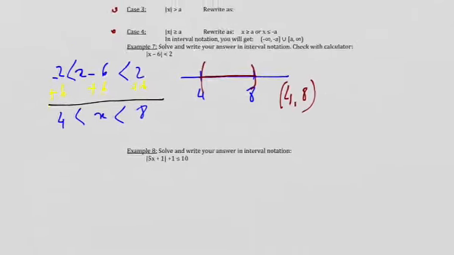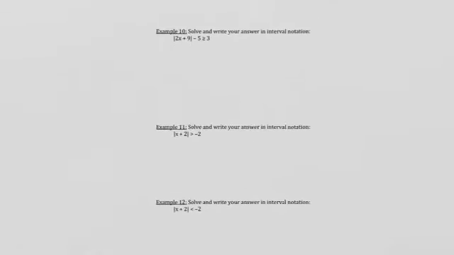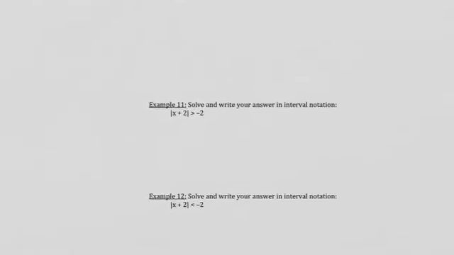I'll let you do example number 8. Be careful, the absolute value of your algebraic expression 5x plus 1 is not standing by itself. Now guys, let me talk to you about example number 1. I will let you do the other examples by yourself.